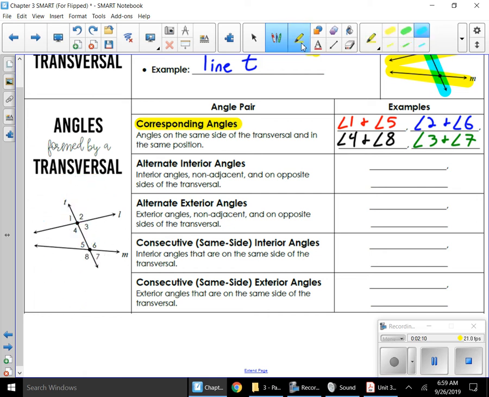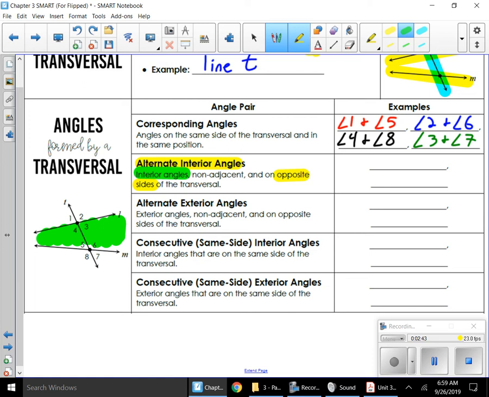So the next vocabulary word is alternate interior angles. And the names here can help you find what we're talking about. Alternate means opposite sides. So we are looking for angles on opposite sides of the transversal. That's the word alternate. And then interior. Interior means between the 2 lines being intersected. So I'm looking for angles which are on opposite sides of the transversal, one on the left, one on the right, but are between L and M.